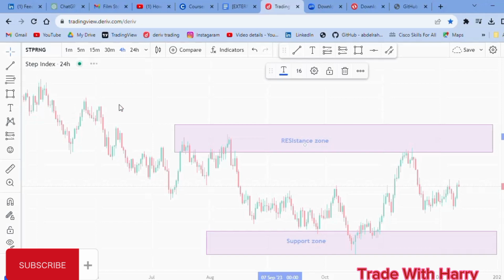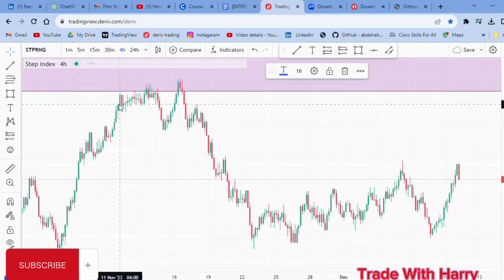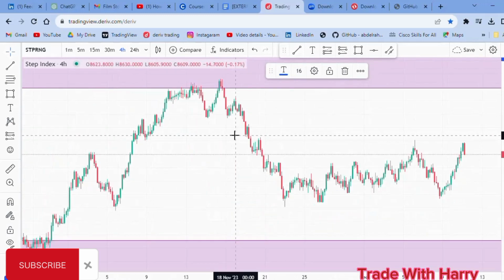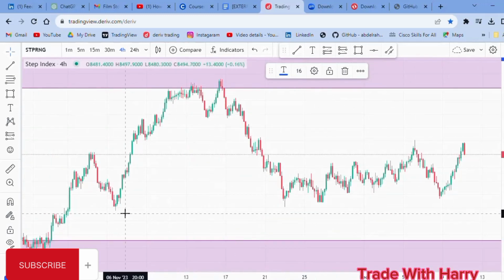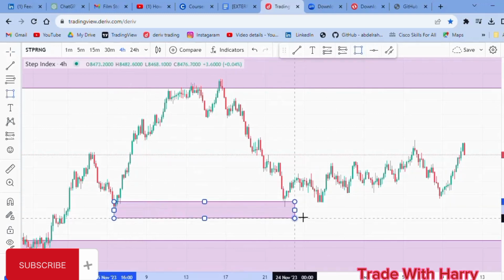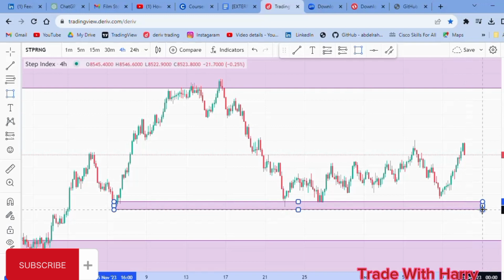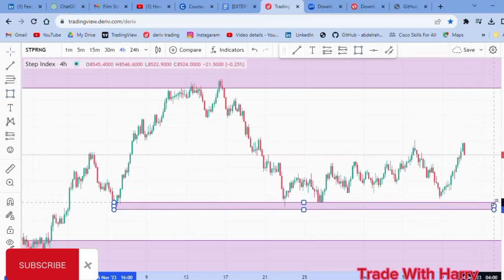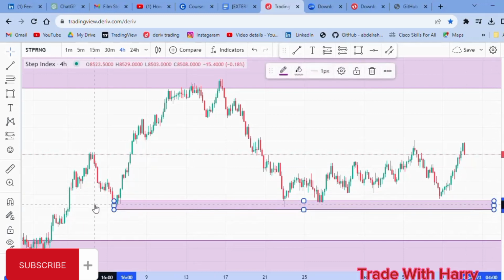We'll go to our 4-hour time frame and identify this zone. So are you seeing this one here? This is a very minor one here. So make sure it touches more than 3. You see, is 1, this 2, this 3, then here another 4.